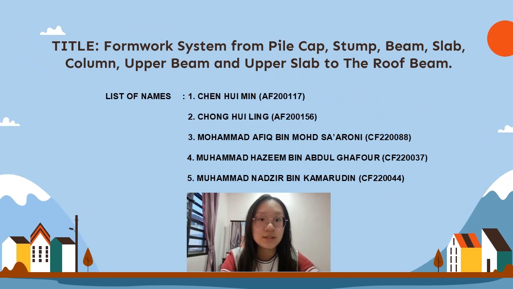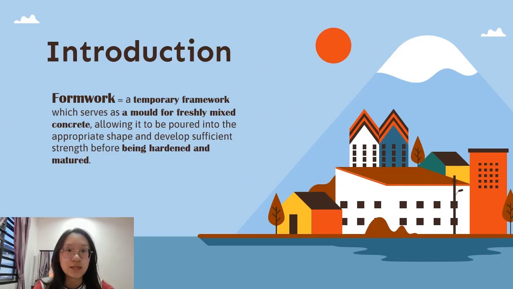The title given is Formwork System from Pile Cap, Stump, Beam, Slab, Column, Upper Beam and Upper Slab to the Roof Beam. And this name list shows the group members of Group 8. Let's move to the introduction.